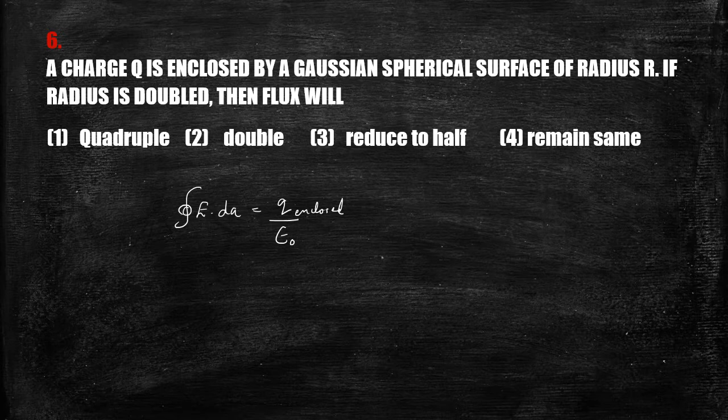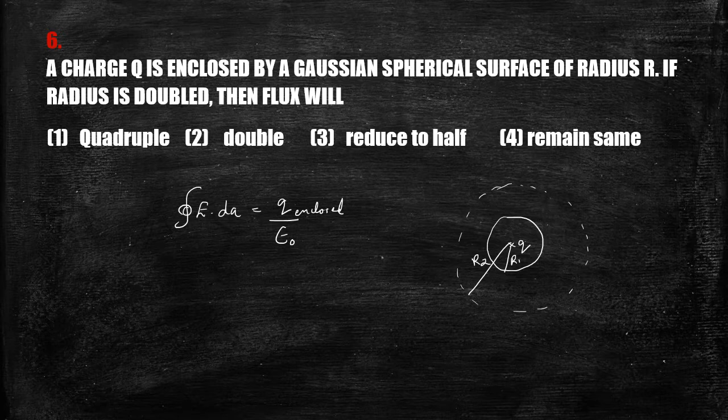So if there is a charge Q here, we take a Gaussian surface here at radius r1, and if we take another Gaussian surface of radius r2, the flux through each of these Gaussian surfaces is the same. This is what Gauss's law says.